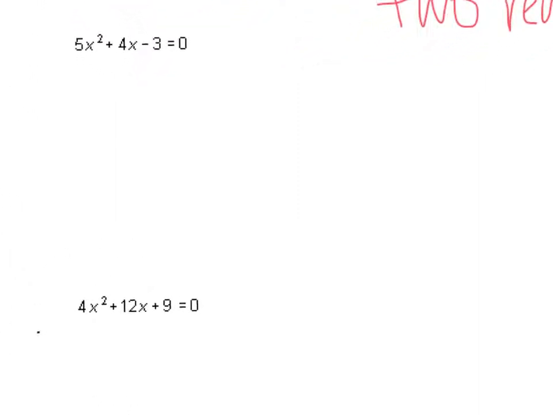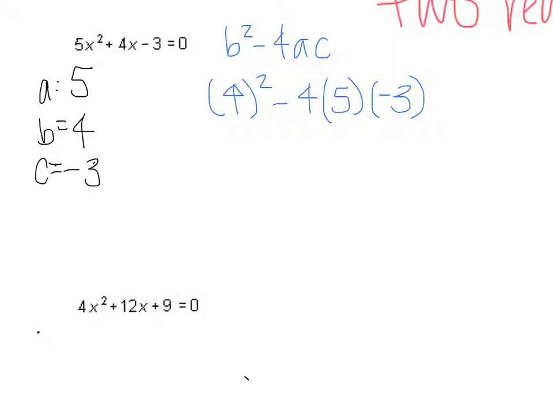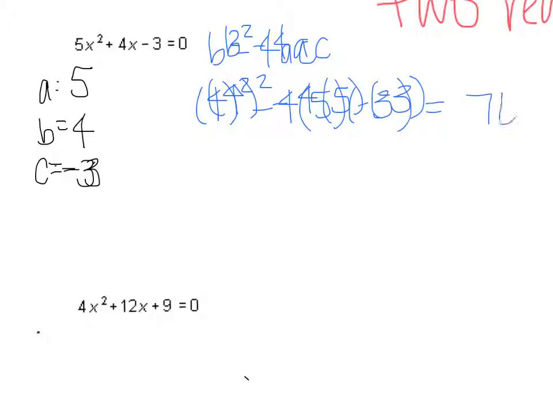So first of all, we're going to identify what A, B, and C are. So A is the number in front of x squared, which is 5. B is the number in front of x, which is 4. C is the number by itself, which is negative 3. So my formula, remember, is b squared minus 4ac. So b is 4, so that's 4 squared minus 4 times a is 5 times c is negative 3. And we're just going to type that in the calculator. And when you type all of that in, you're going to get an answer of positive 76.